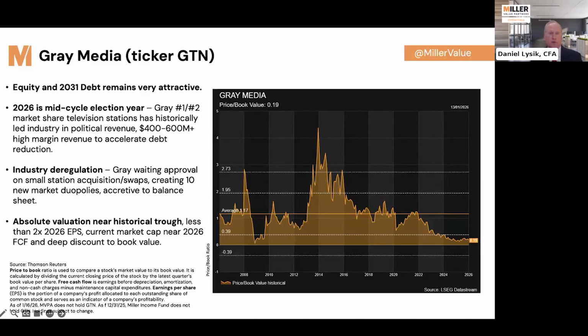The absolute valuation is near historical trough, less than 2 times 2026 earnings. The market cap is near this year's expected free cash flow. And as you can see on the chart, it's a deep discount to current book value of the share price. And with the accelerated debt reduction this year, there are no debt maturities before December 2028. We'd also believe that the 2031 debt looks significantly mispriced. It's trading in the mid-70s, and we believe that's an attractive opportunity within the capital structure.